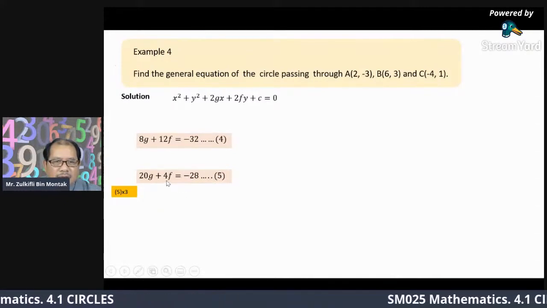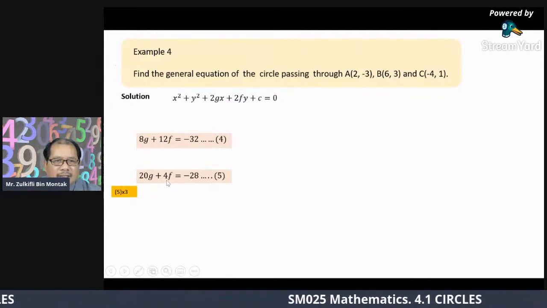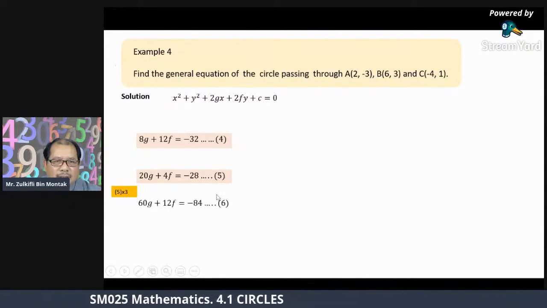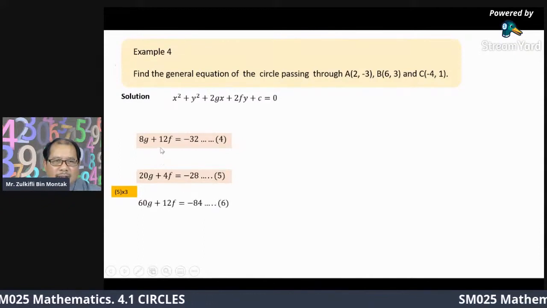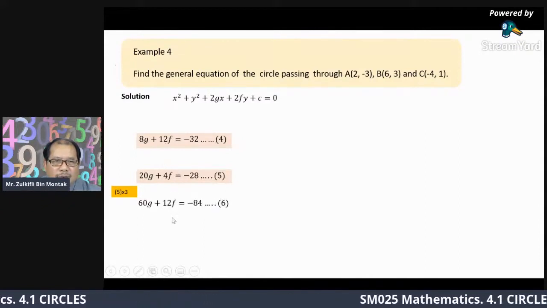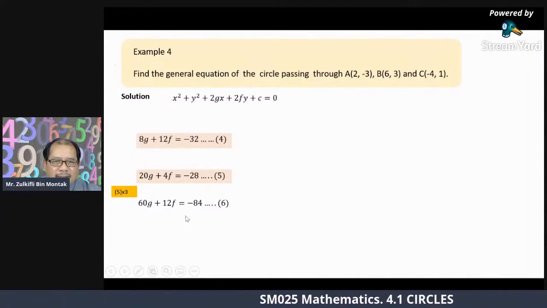Forget the same coefficient, 12. That means I multiply by 3. Equation number 5 times 3, so I get 60G plus 12F. Now look here, we have 12F, this is also 12F, equal to negative 84.